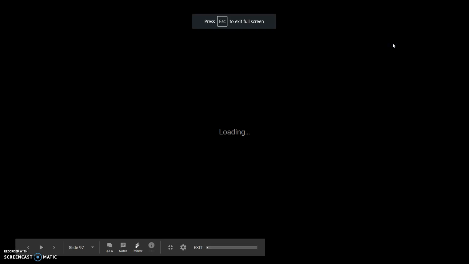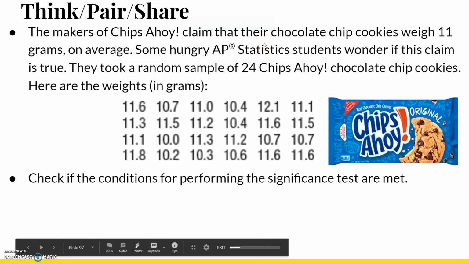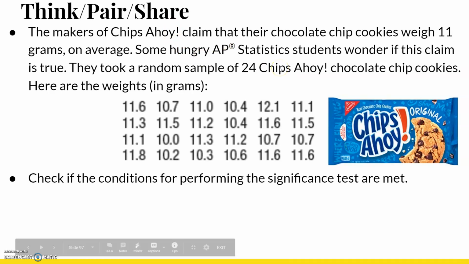All right, moving on here. Makers of Chips Ahoy claim that their chocolate chip cookies weigh 11 grams on average. Some hungry AP Stat students wonder if this claim is true. So they took a random sample of 24 Chips Ahoy chocolate chip cookies and found some weights. All right, so pause the video for a second and try to go through those 3 conditions on your own and see if we have them all met.